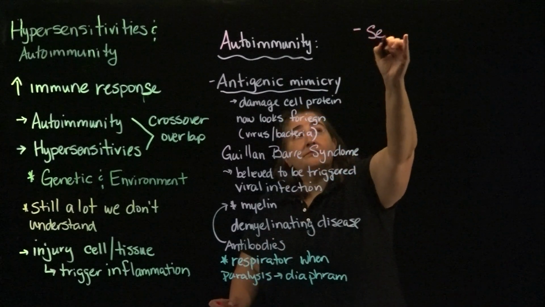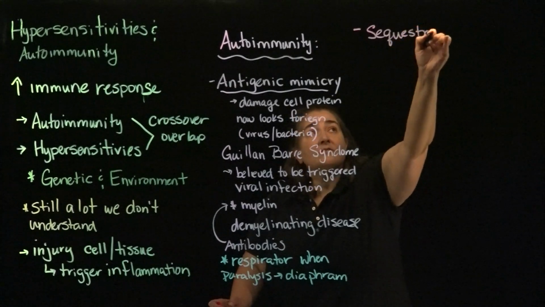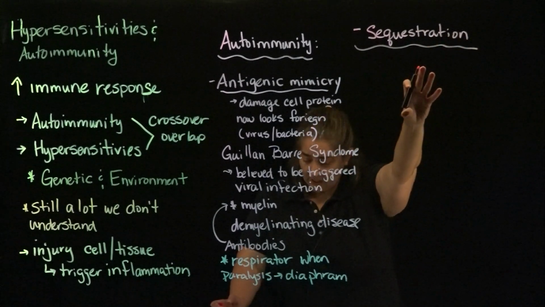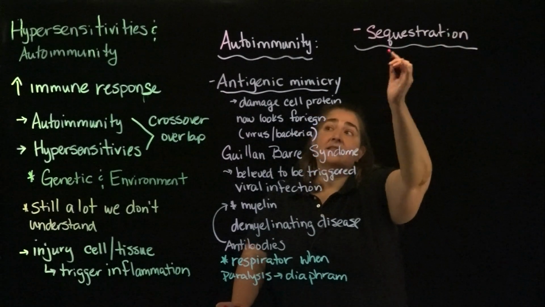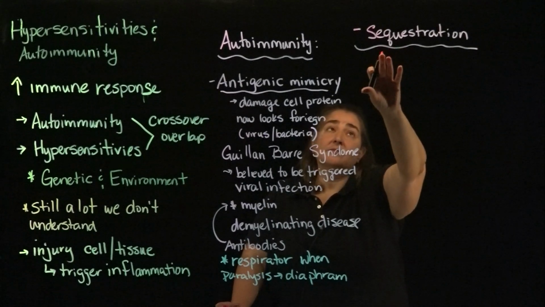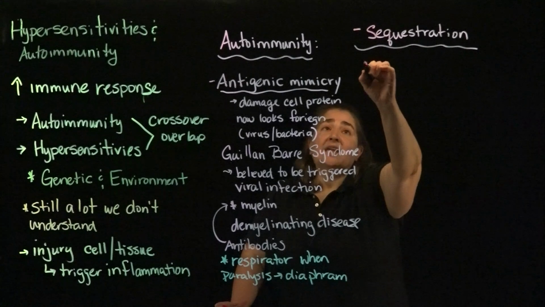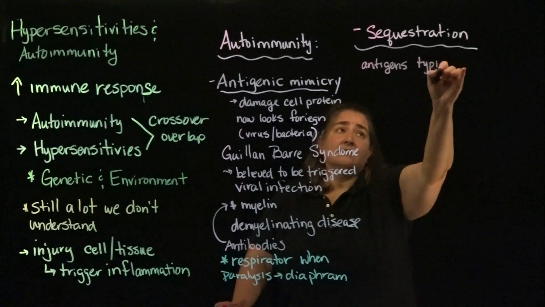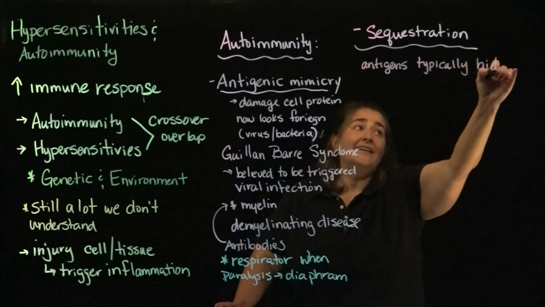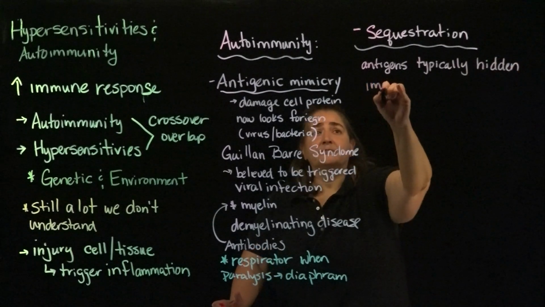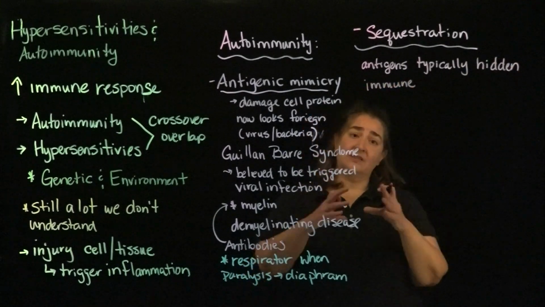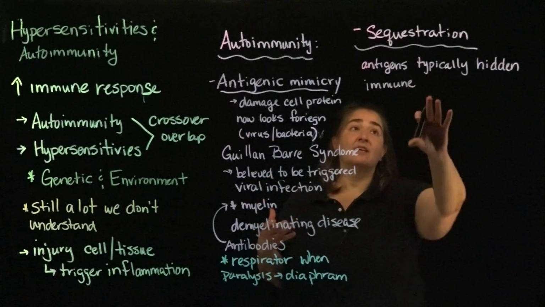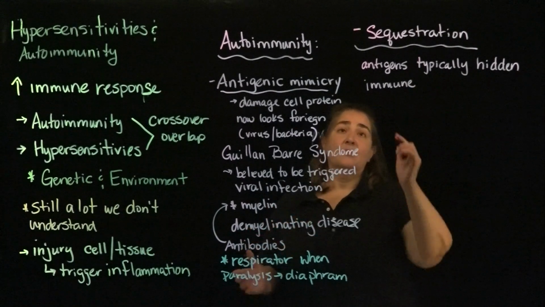Next is related to sequestration, okay? So in this case, with sequestration, antigens typically in the body are hidden from the immune system. So they're located in a compartment away from immune surveillance. So the immune system normally would never see those particular antigens.